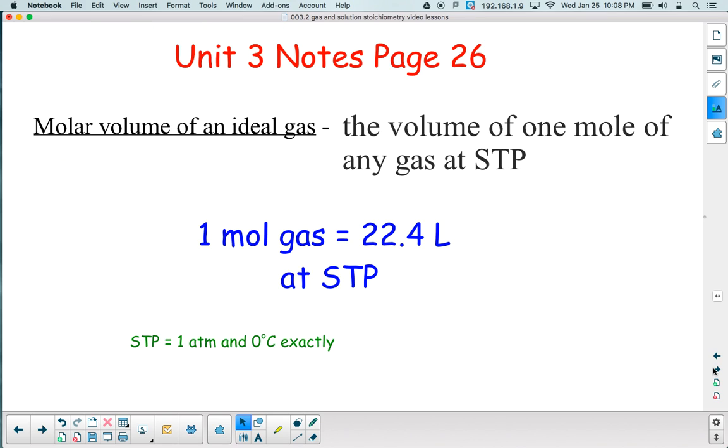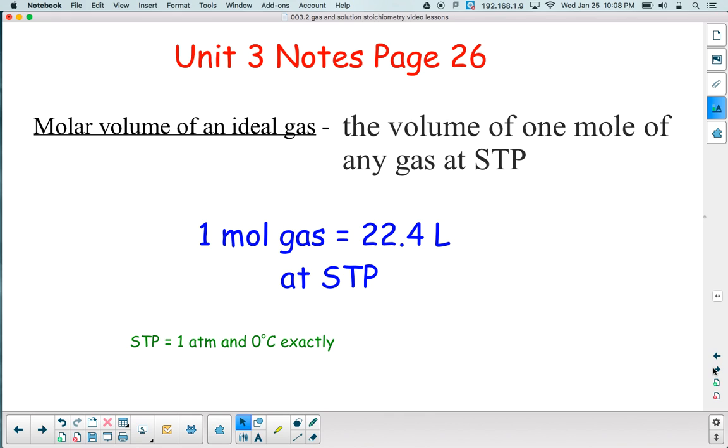There are a few shortcuts here to stoichiometry problems. For one of them, I want you to look back at your Unit 3 notes on page 26. Page 26 introduced the idea of the molar volume of an ideal gas. The molar volume of an ideal gas is the volume that 1 mole of gas occupies at standard temperature and pressure. It doesn't make any difference what the gas is.